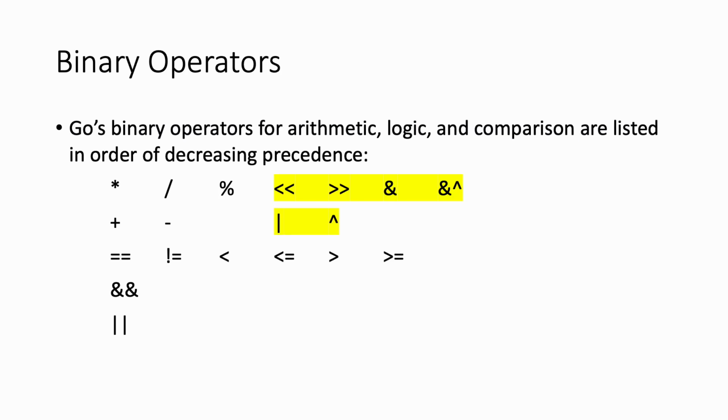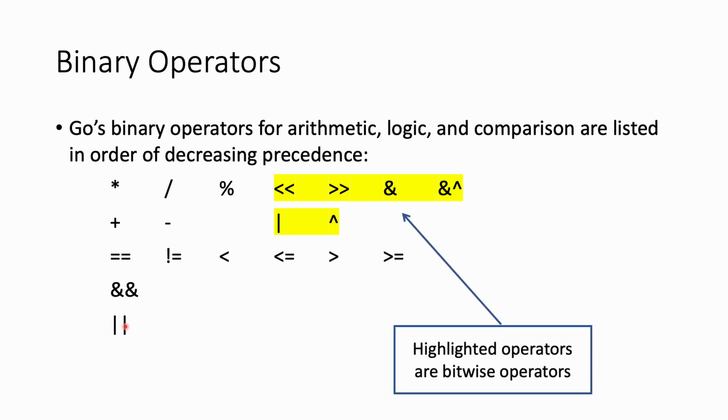Go also has the same binary operators for arithmetic, logic, and comparison as in the languages C and Java. But in addition to those common binary operators such as multiplication, division, modulo, addition, subtraction, comparisons, and or, Go also has bitwise operators, which will be explained in more detail in the next slide.